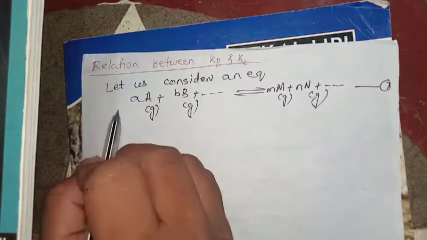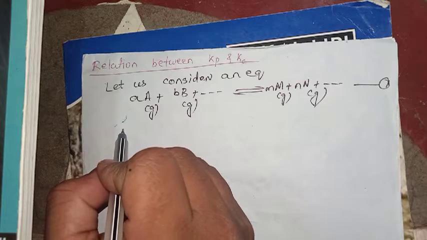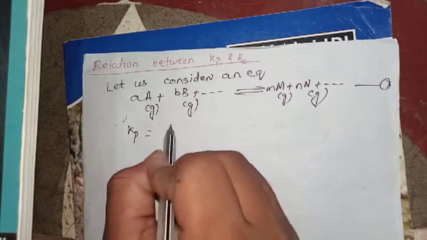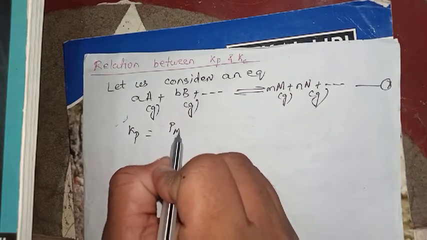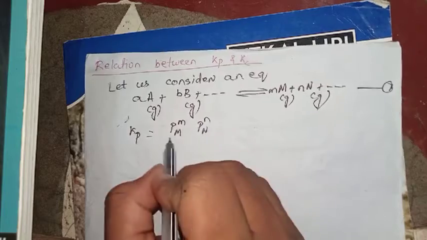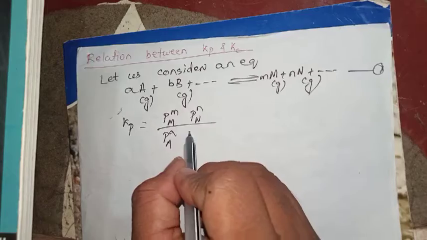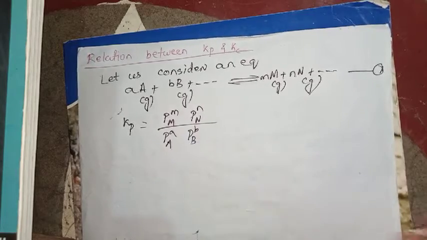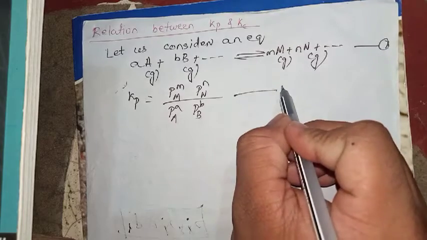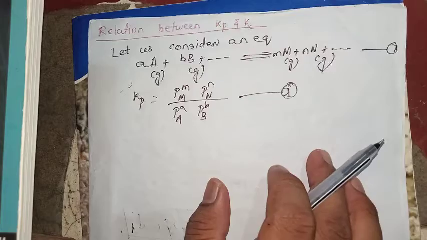As per the previous topic, the thermodynamic derivation of chemical equilibrium, Kp is equal to P_M to the power m, P_N to the power n, divided by P_A to the power a into P_B to the power b. We will take this as equation 2.